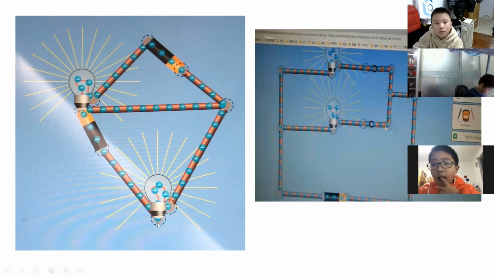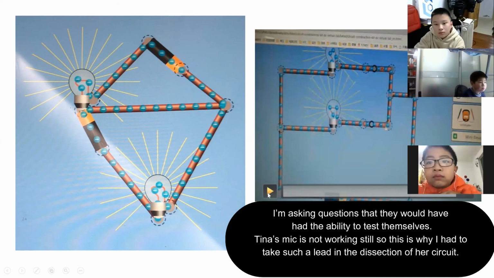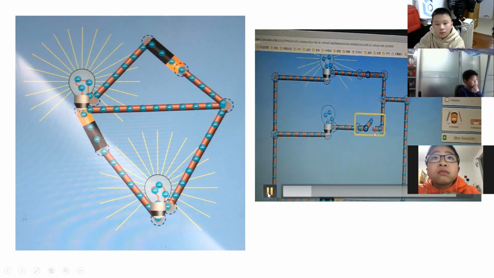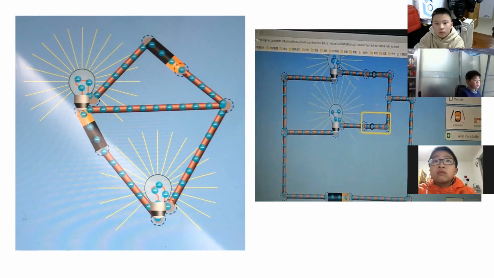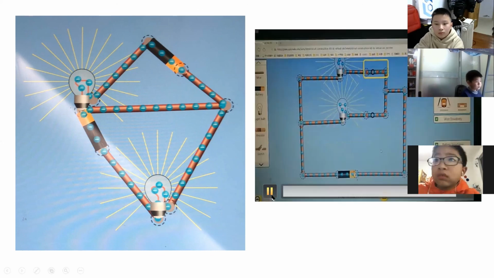And what else can we say about Jerry's circuit and Tina's circuit? We have very bright light. So do you think that Tina's circuit needs 2 batteries to have such bright light? No. No? Why is that? Because Jerry's circuit only uses 1 battery and it's not so light. Cool. Yeah.